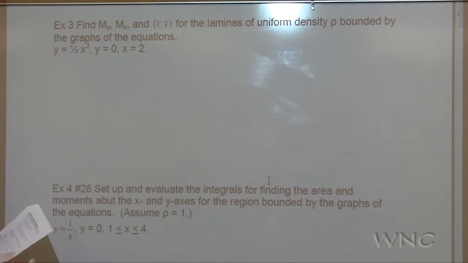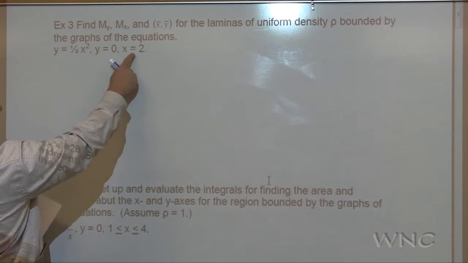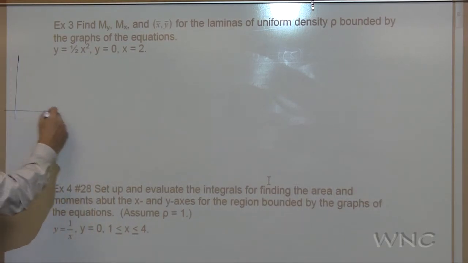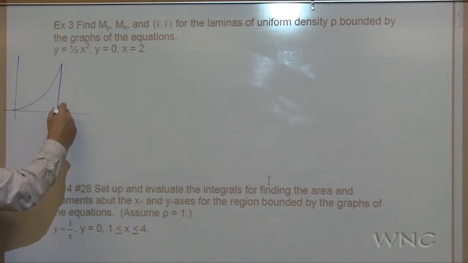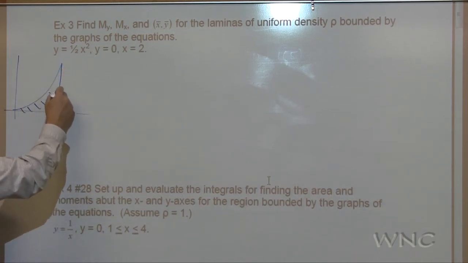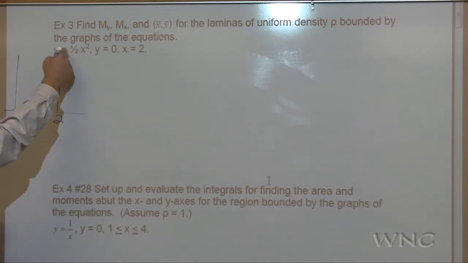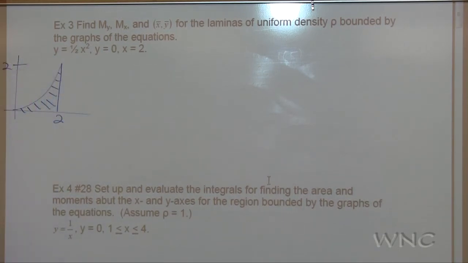Find My, Mx, and x bar, y bar for the laminas of uniform density rho bounded by the graphs of the equations y equals 1/2 x squared, y equals 0, and x equals 2. So if you want to get a visual of that, here's 2 squared, it's 4, over 2 of that, this is also 2 there.